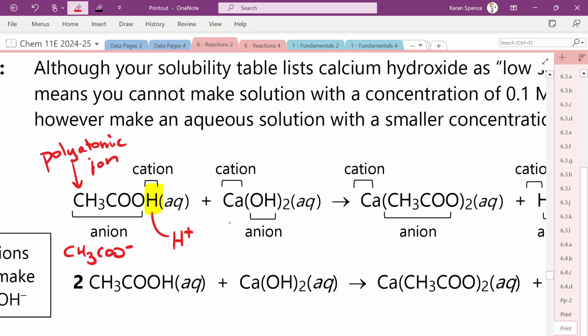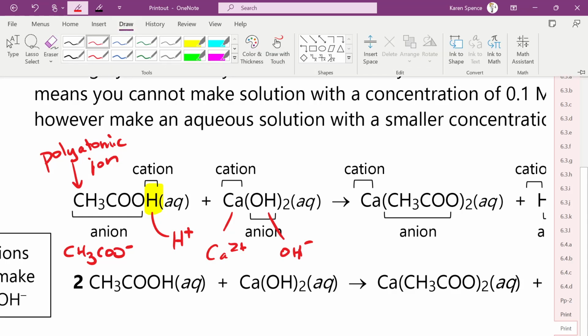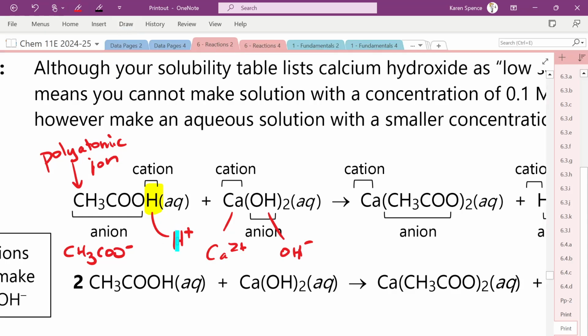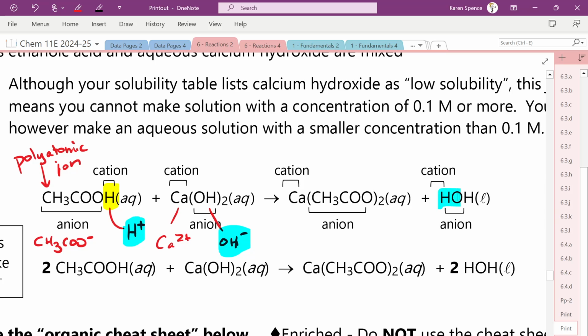My other compound has calcium, Ca2 plus, and it has hydroxide, OH minus. Now, here's the trick. You cannot combine outside ions and inside ions because they're not in the same places as normal. So what you're going to do is combine your positive from compound A with your negative from compound B. And that gives you H and OH, which gives you HOH, or H2O if you prefer.